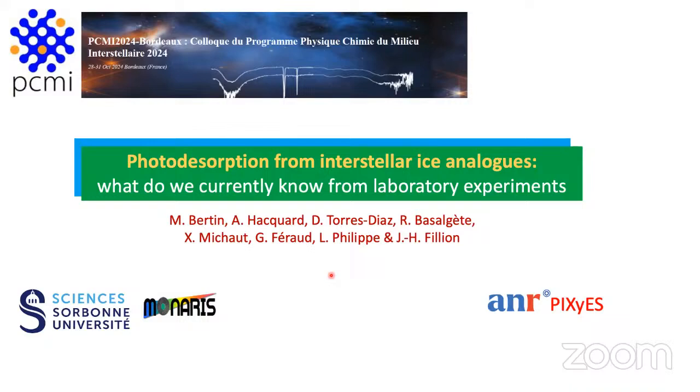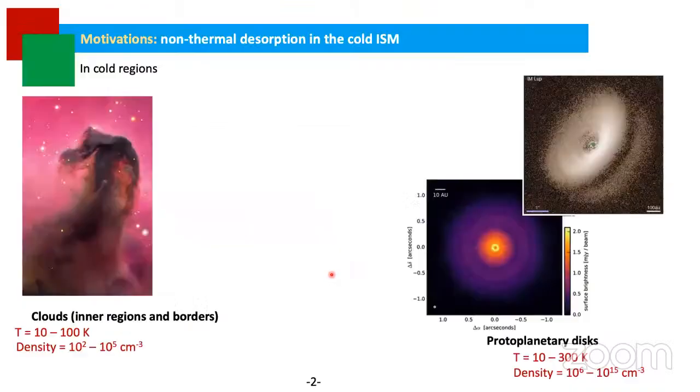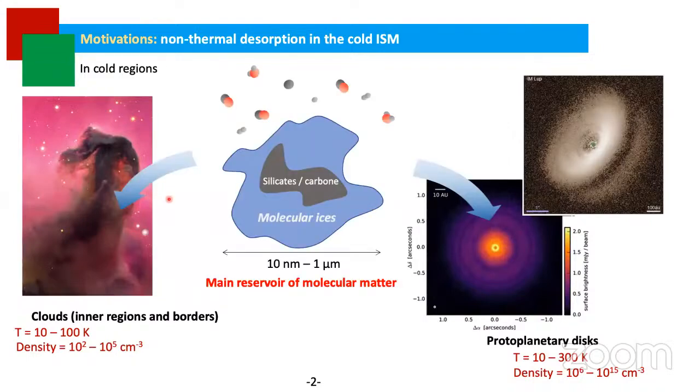So why photodesorption, and more generally, why are we interested in non-thermal desorption? Well, non-thermal desorption is a process which will be important mostly in the coldest parts of the interstellar medium. For instance, in clouds, in the inner region, in the border region, also in protoplanetary disks, in which we know temperature can be quite low. It can go down to about 10 K.